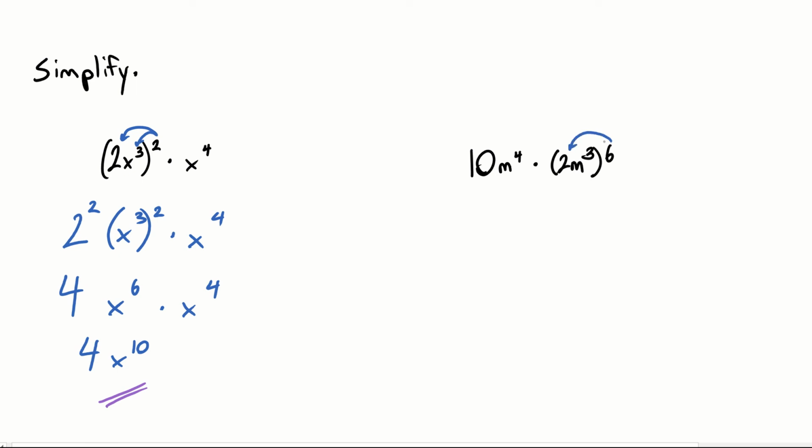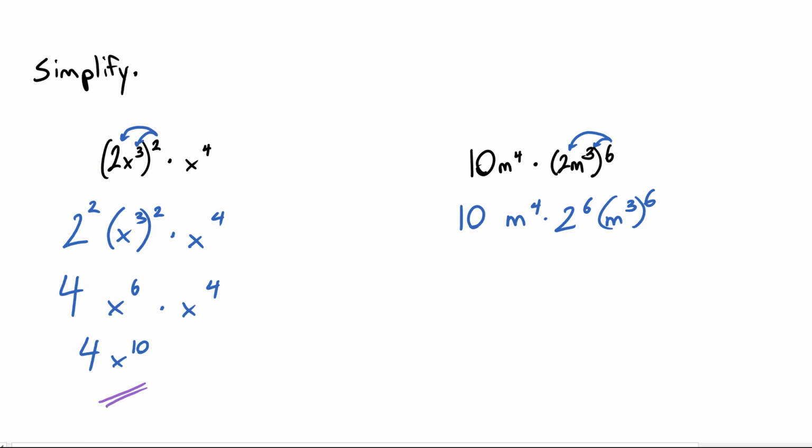So like I said, I'm going to go ahead and just use that mini distributive property first. Notice the 6 is not being distributed to the 10 or the m to the 4th, because 6 is the exponent with the base 2m cubed. Notice the parentheses tell you what the 6 gets distributed to. So 10 is just the way it is. M to the 4th is just the way it is. 2 to the 6th power. M to the 3rd to the 6th power, right? Because I'm distributing that 6 to the 3.